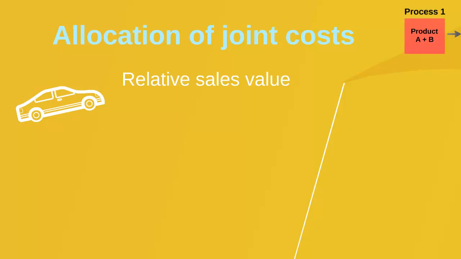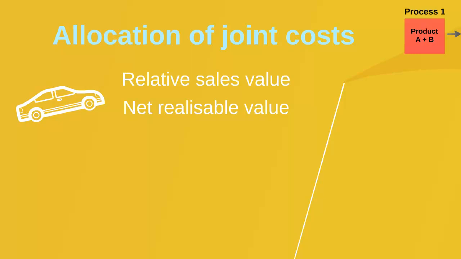We would charge 10% less to diesel than we did to petrol because the sales value of petrol was higher. The other one is the net realizable value. So this is slightly different. This is the net value. This is where you take away the costs.